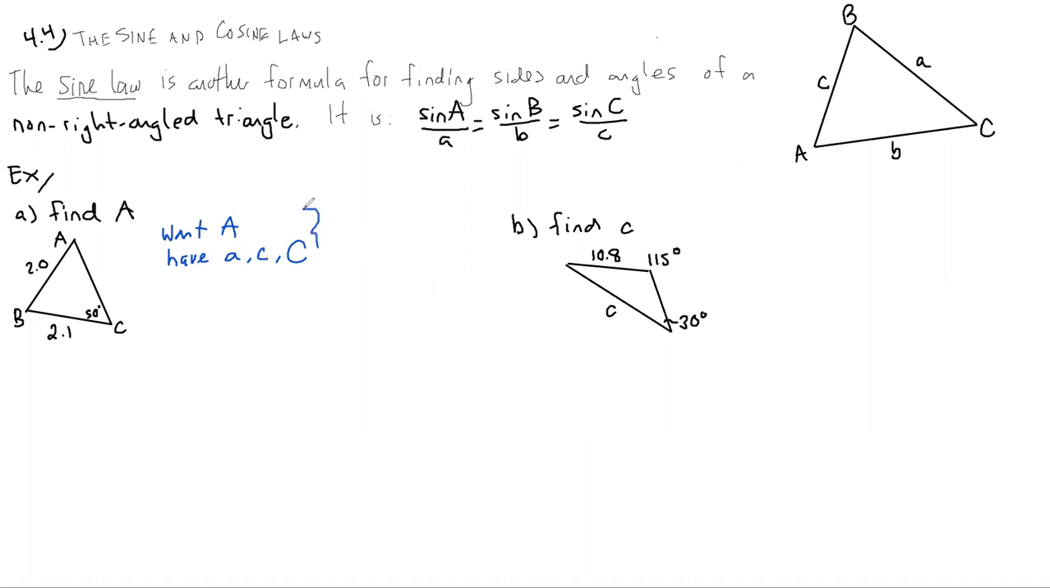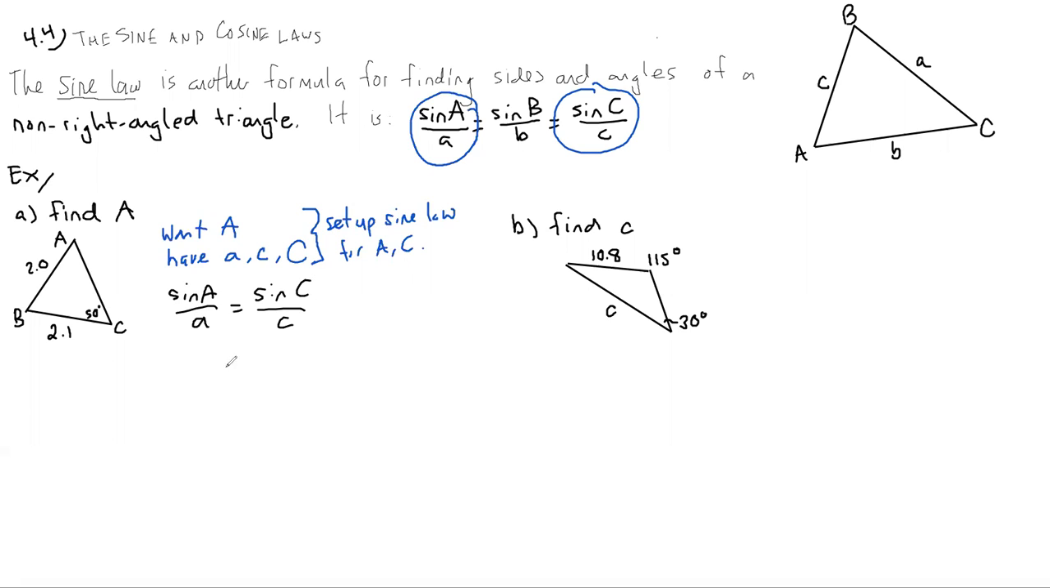So what that tells me is to set up sine law for A and C. So I'll set up the version here. So I don't care about the b's. I just need an equation between two expressions. So I'm going to set up sine A over a equals sine C over c. Plug my things in. So sine A over 2.1 equals sine C, which will be sine of 50 over 2.0.